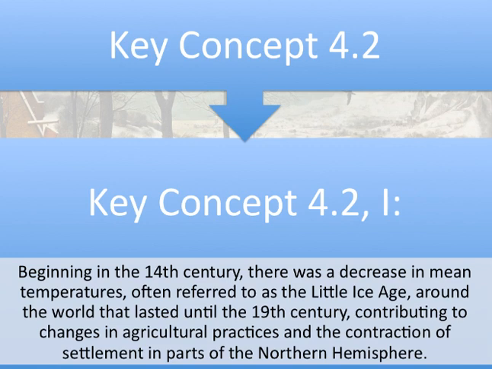century, there was a decrease in mean temperatures, often referred to as the Little Ice Age, around the world that lasted until the 19th century, contributing to changes in agricultural practices and the contraction of settlement in parts of the northern hemisphere. So I want to go ahead and mention two things here.